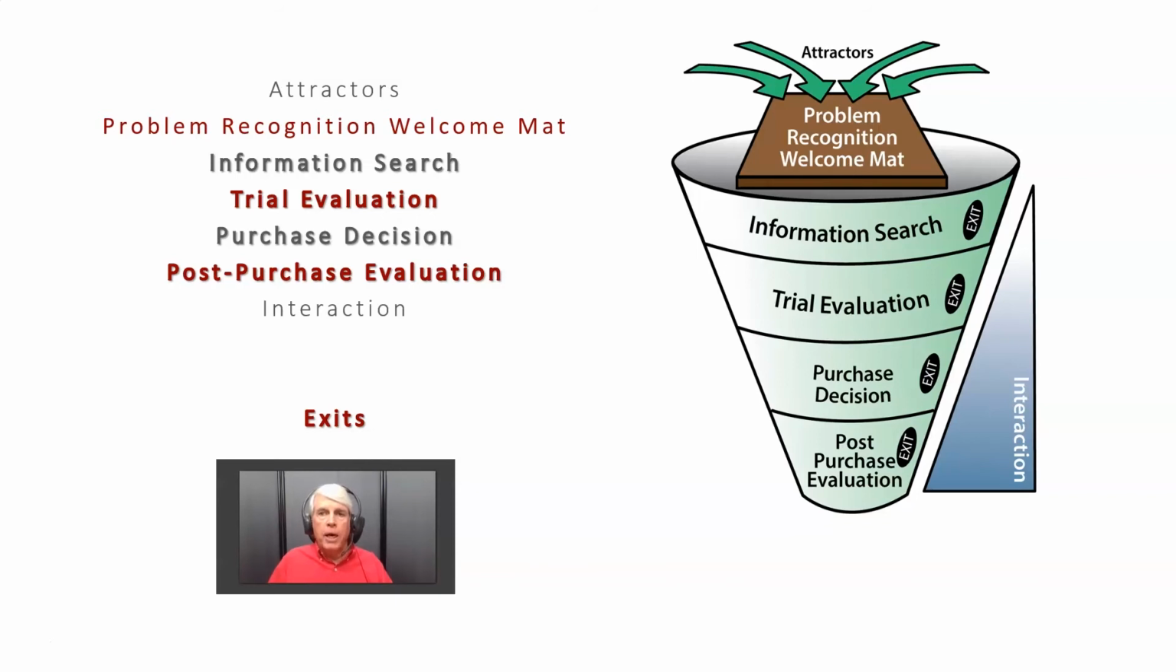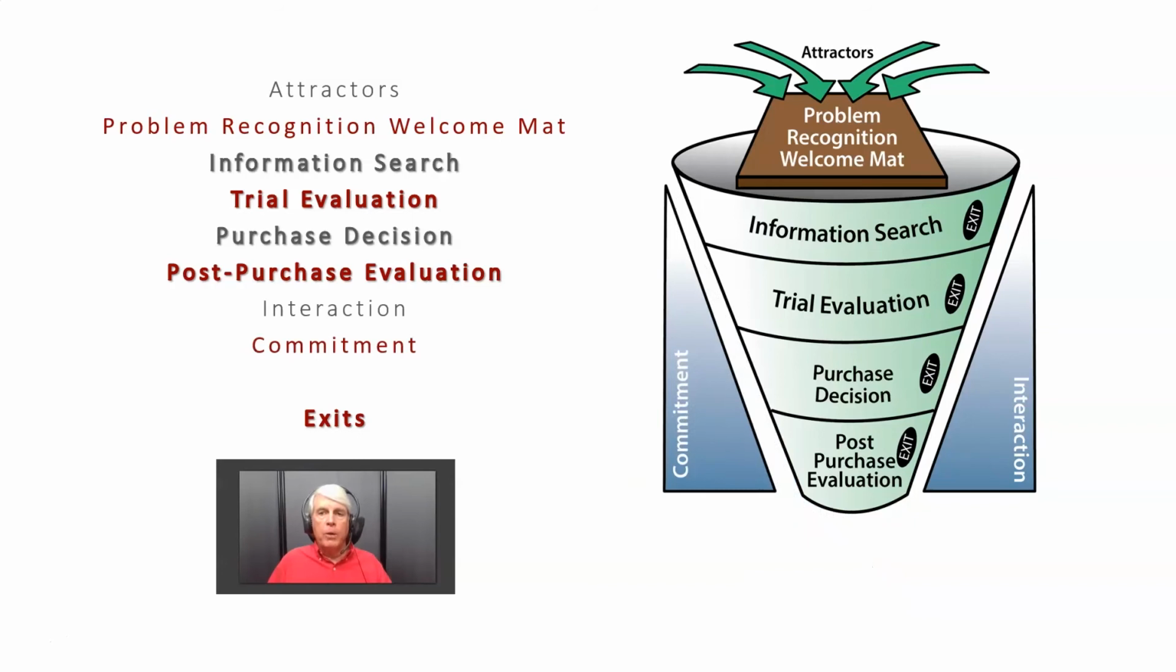Now, on the other side of the funnel, we have another triangle, and this is called the commitment triangle. It's very similar to the interaction triangle in that at the top of it, where the funnel is wide, you don't have much commitment to these people, and they don't have that much commitment to you. In other words, you're dating first before you decide to get married, right? Don't say I love you the minute they step on the problem recognition welcome mat. You're going to freak them out. Let them earn the commitment from you by giving you more commitment.